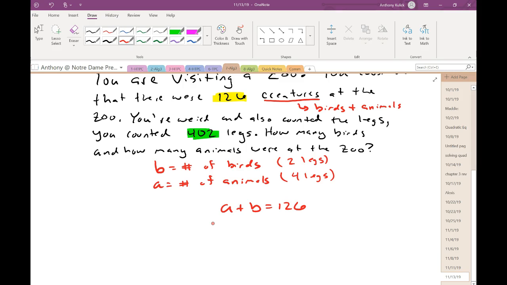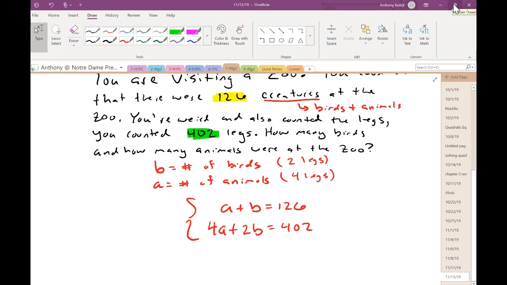Okay. All right, so what equation can I write about the legs here? I can say 4a plus 2b equals 402, right? Now we just need to solve the system. What would be your preferred method to solve the system?